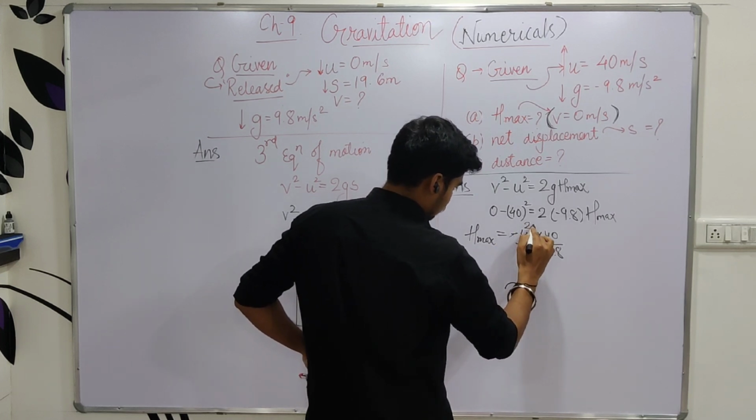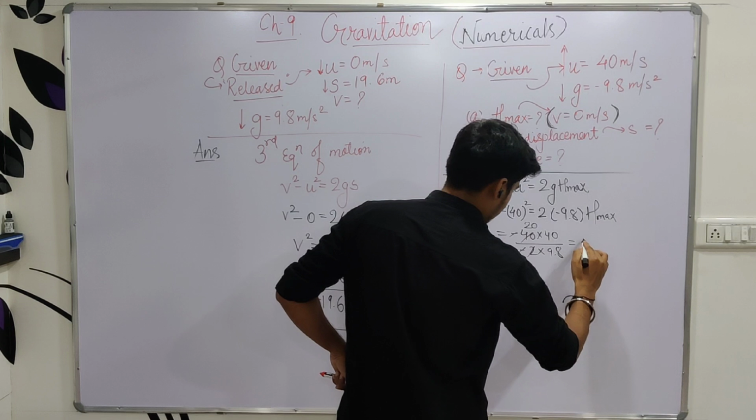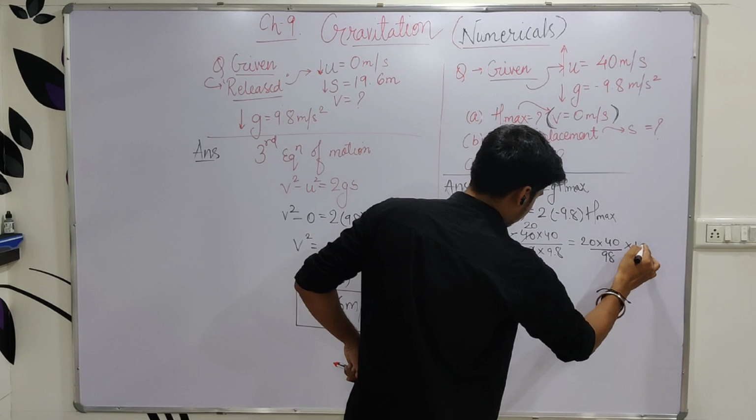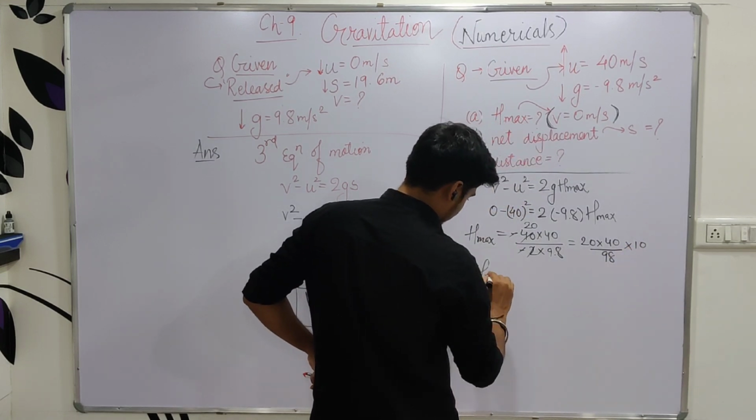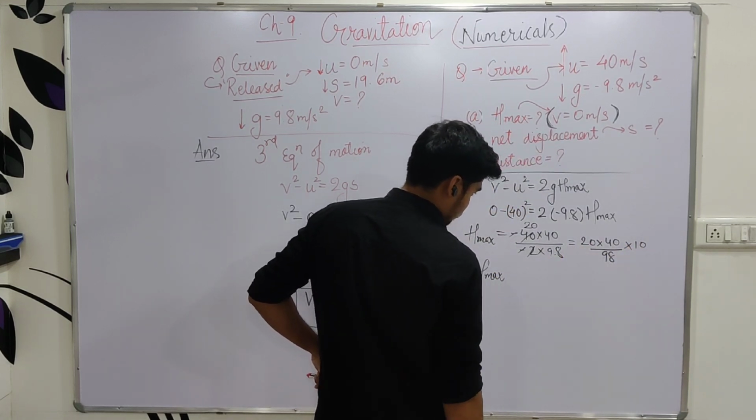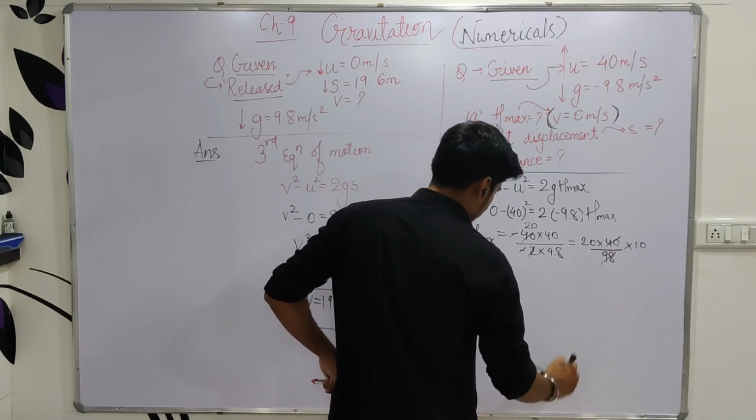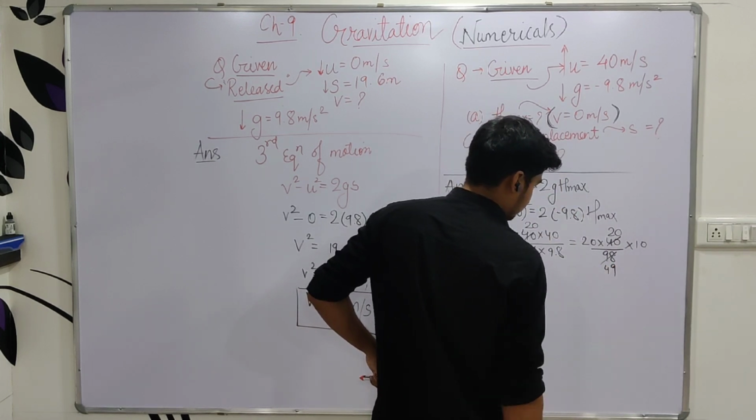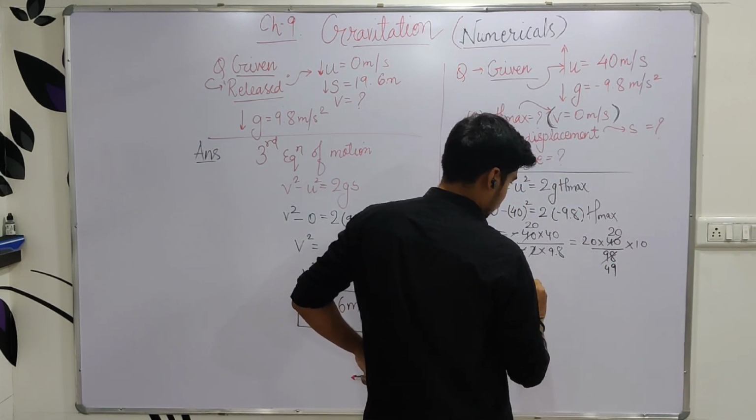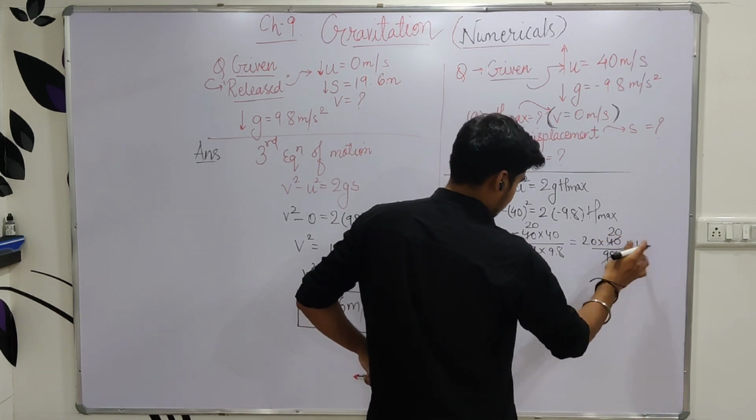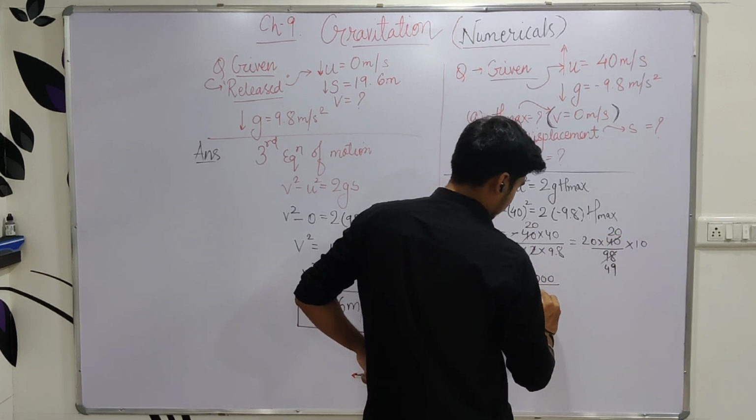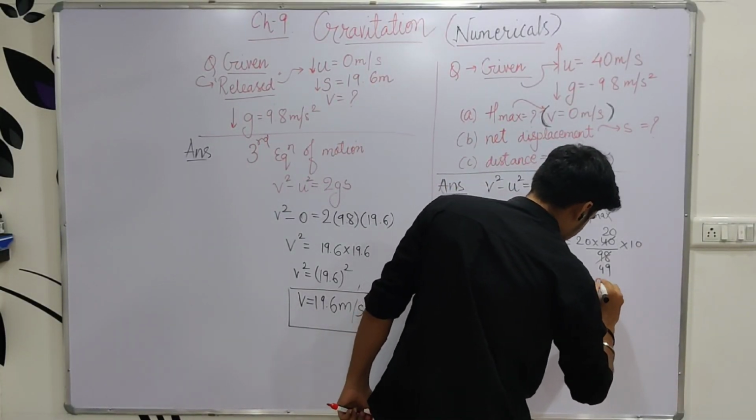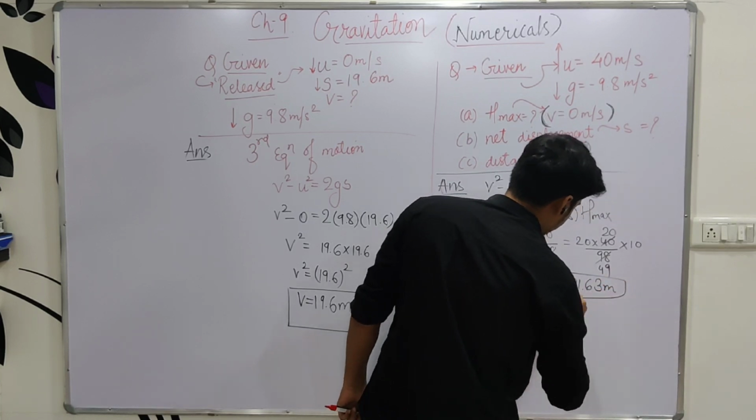Minus minus cancel, 2 twenties are, we will get 20 into 40 upon 98 divided by 10, which will be in the numerator. So again we can do it like this, 2 twenties are, 2 fours are, 2 nines are. I will get 4,000 basically upon 49, and on calculating we will get a value 81.63 meter. This will be the maximum height.